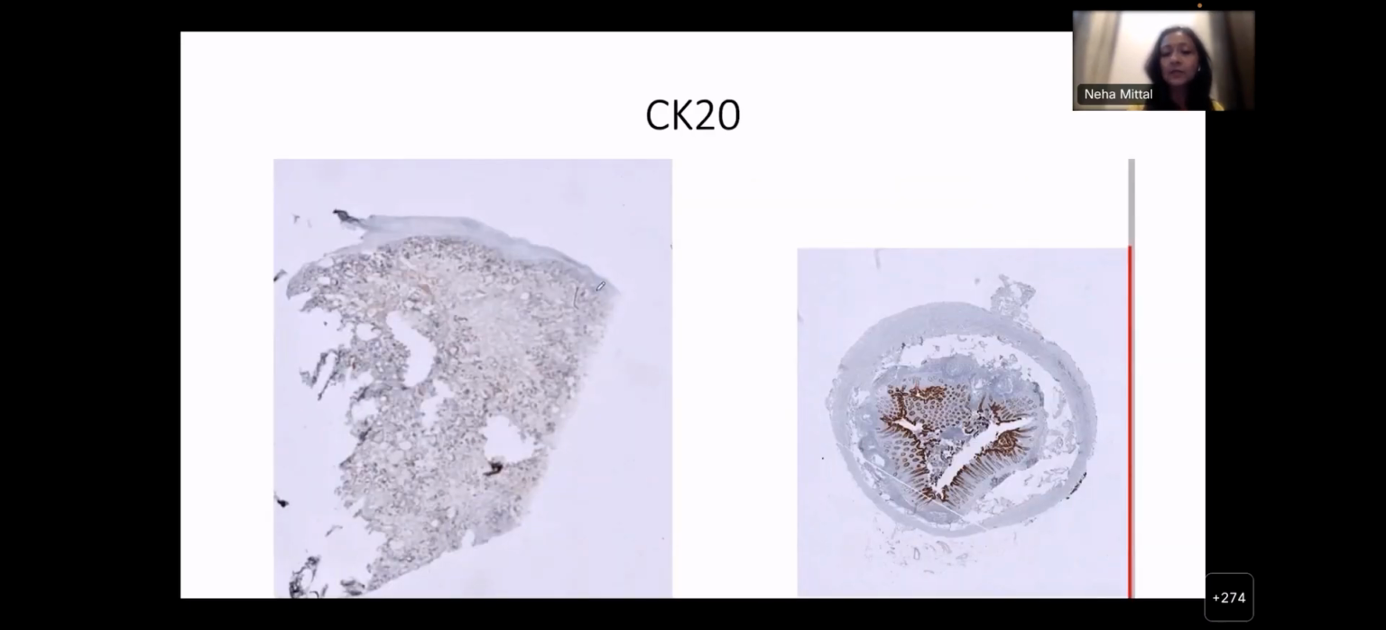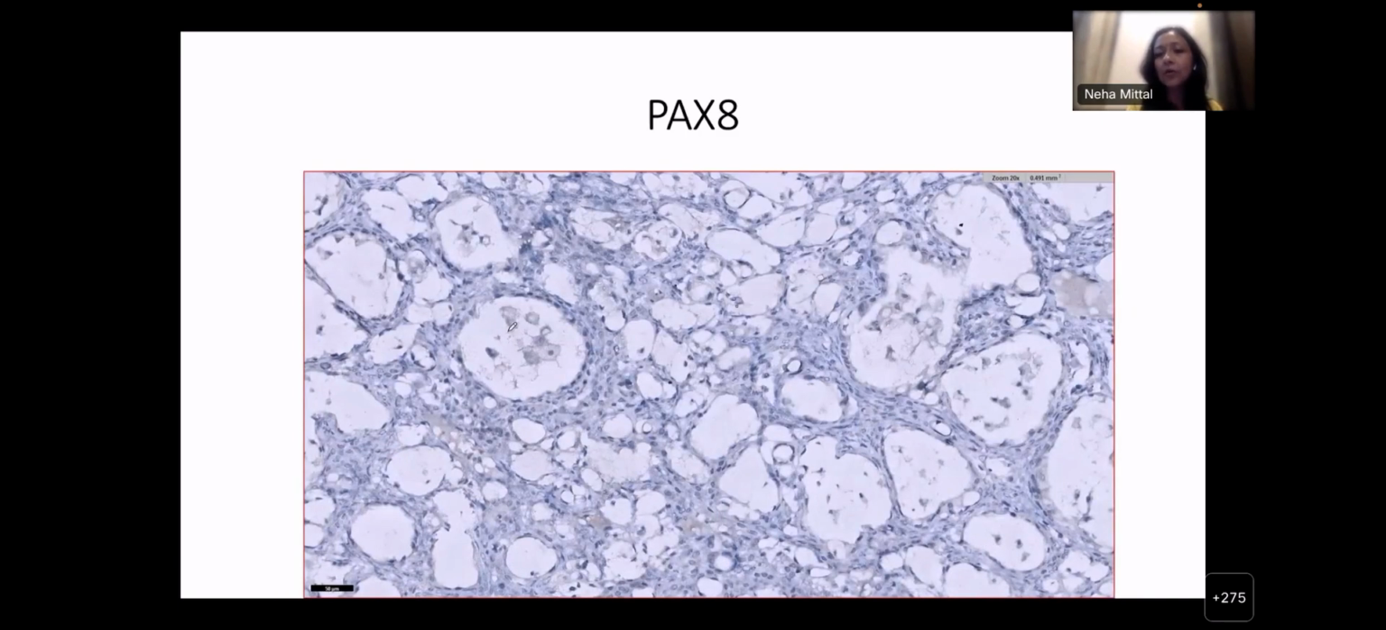Okay, CK20. I'm sorry for the quality of picture; it was very hazy in the scan picture. But CK20, just from far also you can see is quite brown. So CK20 was also diffusely positive. So as I said, CK7 and 20 both can be positive in both. So till now we do not know further. So this is your most important stain. PAX8, Gunjita, PAX8 is positive or negative?